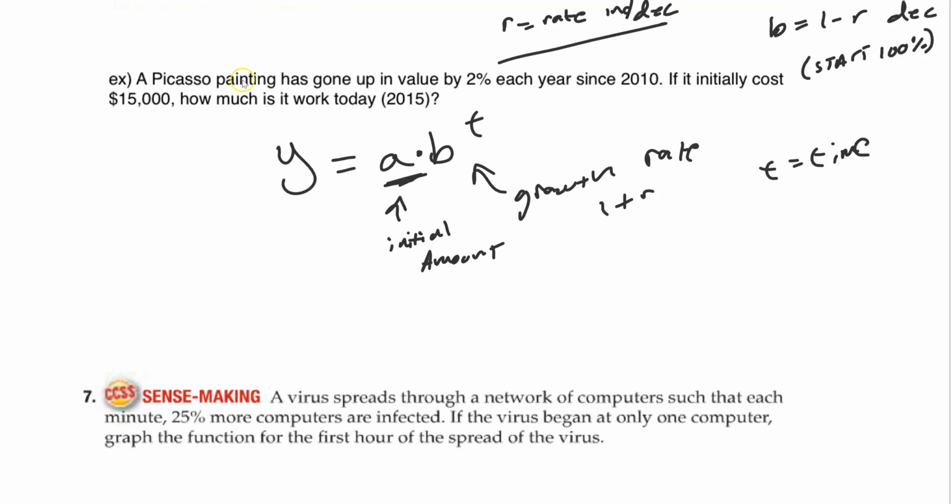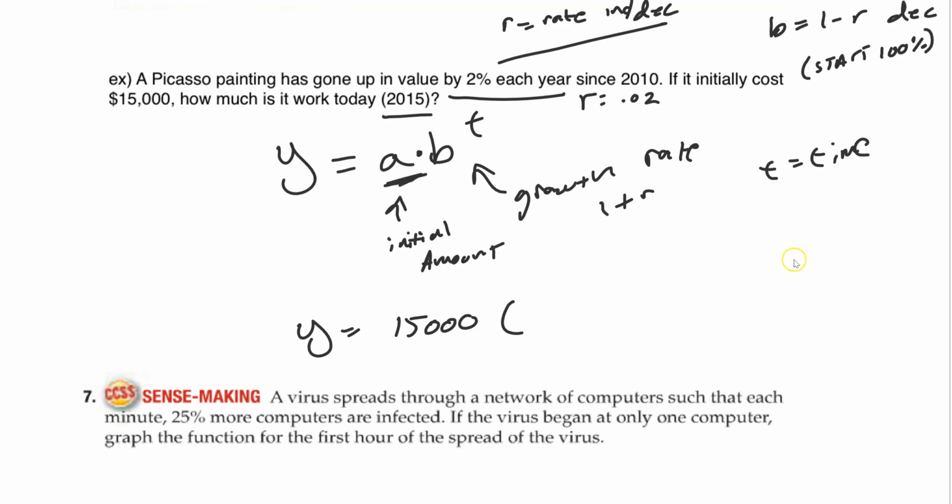So look at this problem here. If a cost of painting has gone up in value by 2% each year, so my r is 0.02, since 2010. It initially costs $15,000. How much will it be worth today in 2015? So, old problem. So the idea here is, let's write it down. y equals, my initial amount is 15 grand.